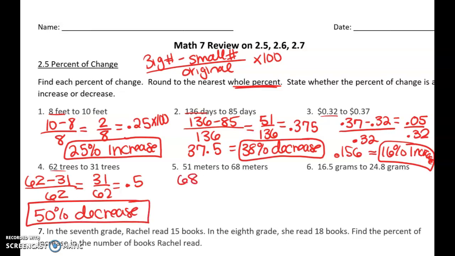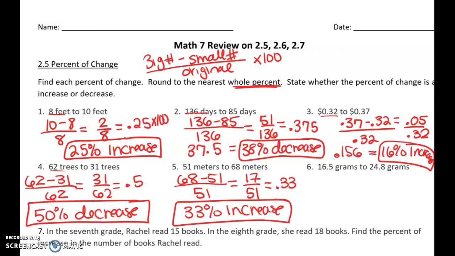Number 5, 68 minus 51 divided by the original. So I get 17 divided by 51, which is 0.33, so a 33%, again, increase. And number 6, again, start with the larger number minus your smaller number divided by the original. And I get 0.503, so that would round to a 50% increase.